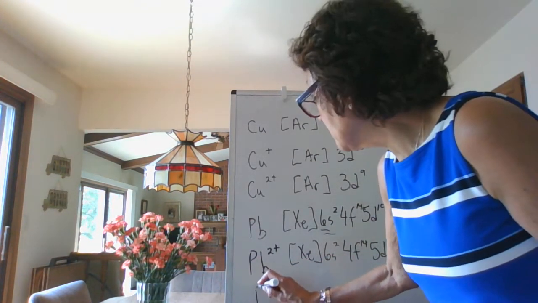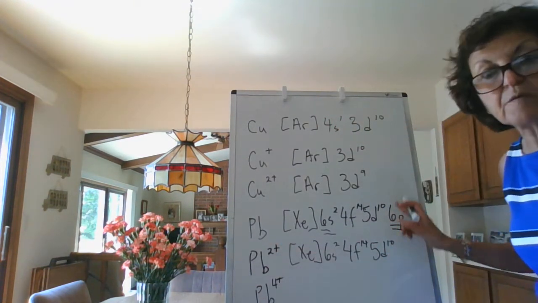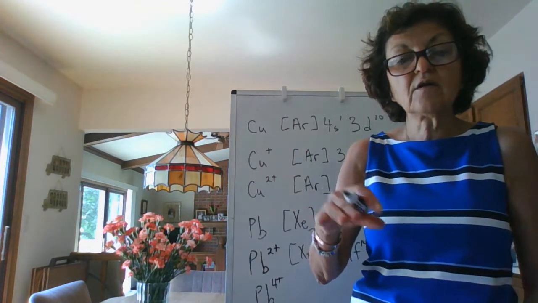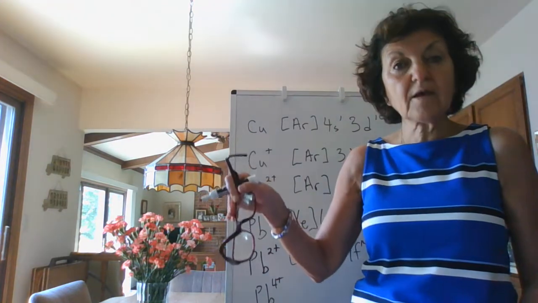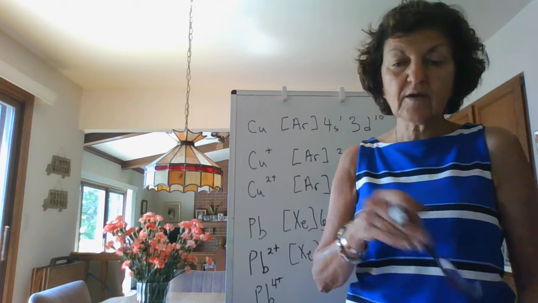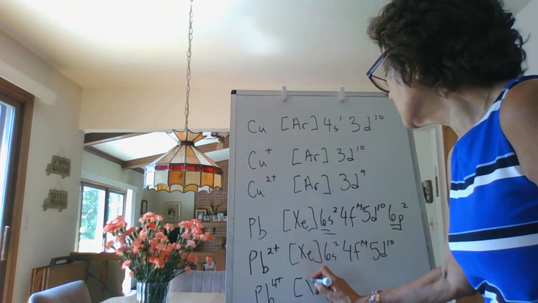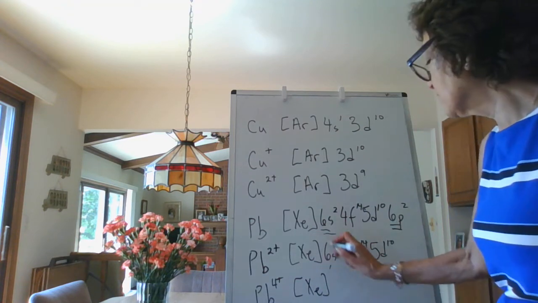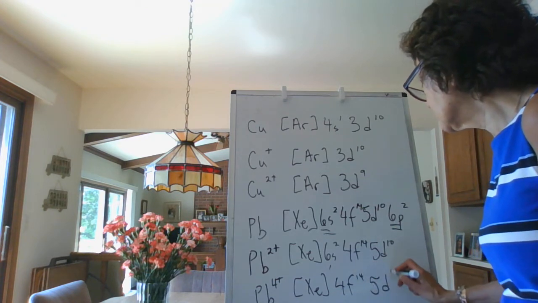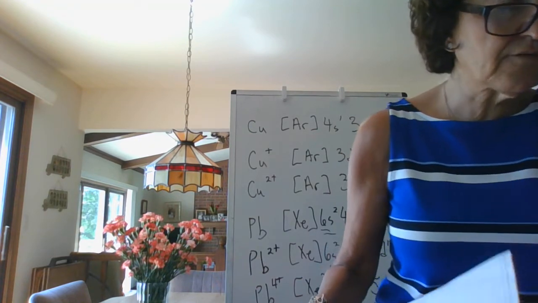Now, obviously, Pb4+. So notice what I did over here. I removed the p before the s. So if you have p and s in the same shell, those are your outermost electrons. You remove the p, then you remove the s, and if you still need to remove some more, then you remove the d. But you don't need to here. So for this one, it's going to be xenon, you get rid of these, and it'd be 4f14, 5d10. Okay, so that's the electron configuration of ions.